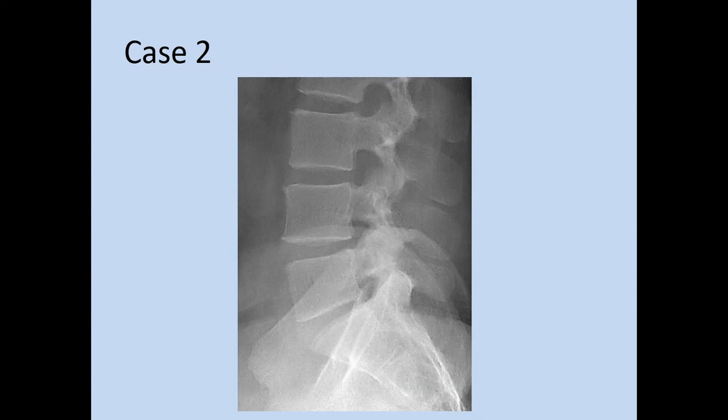Lateral X-ray of the lumbosacral area shows a posterior fusion of the interspinous ligament with normal bone density and normal intervertebral disc space. This is posterior interspinous ligament fusion, and this is one sign of ankylosing spondylitis.